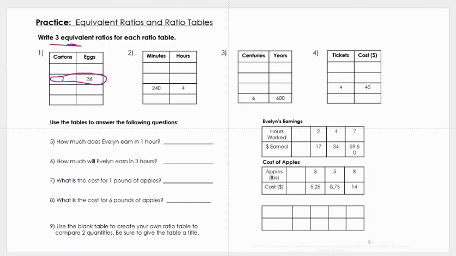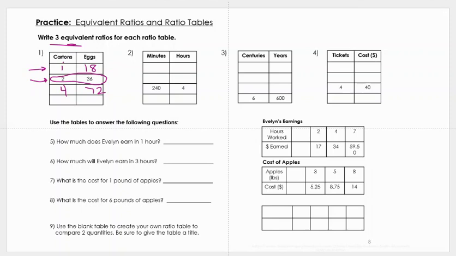So we could go down to the unit rate and say 36 divided by 2 gives me 1 carton of 18 eggs. And now when we want to work on getting another equivalent ratio, we could use the unit rate, the unit ratio, or we could use the ratio that we started with. We could multiply 2 times 2 and 36 times 2, and we would get 4 to 72, 4 cartons to 72 eggs.